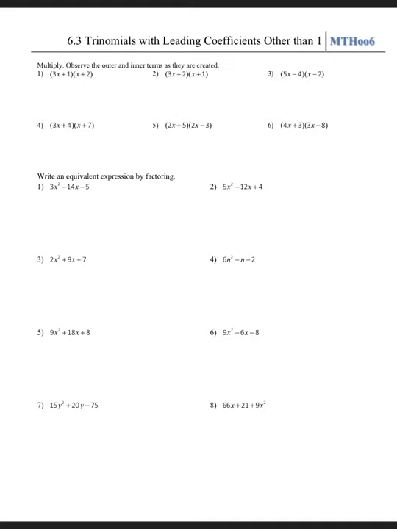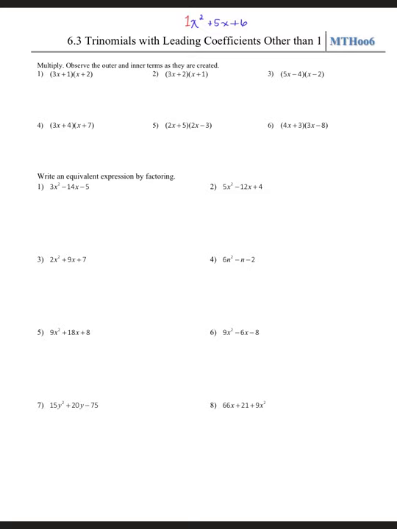Hello, now we're on to section 6.3. We're looking at trinomials with leading coefficients other than 1. Think back to 6.2. We looked at trinomials that might look like x squared plus 5x plus 6, meaning they had that leading coefficient of 1, and we were able to factor them pretty easily.